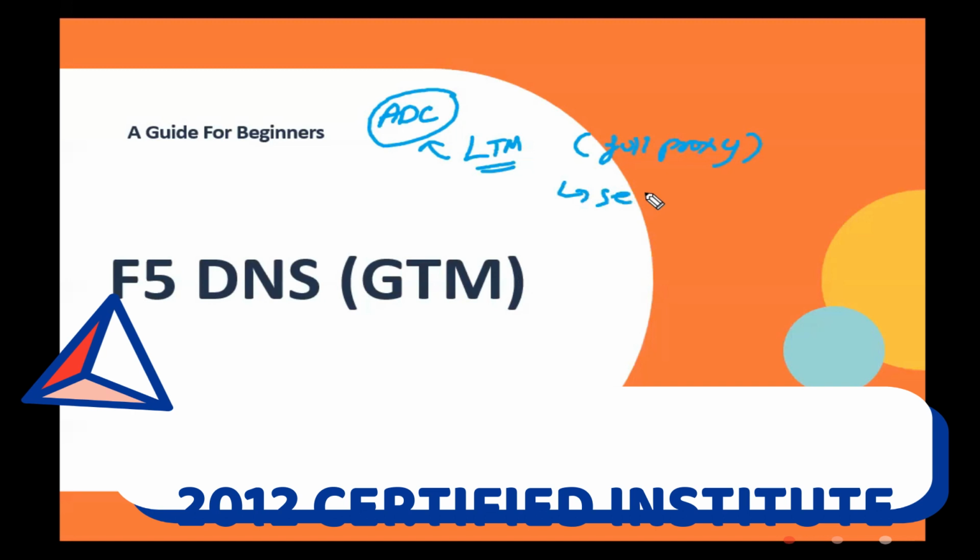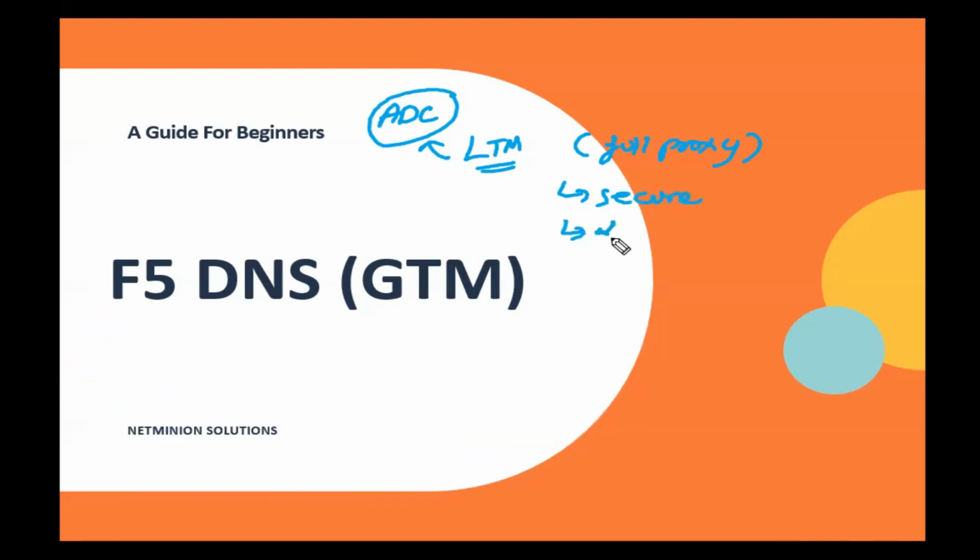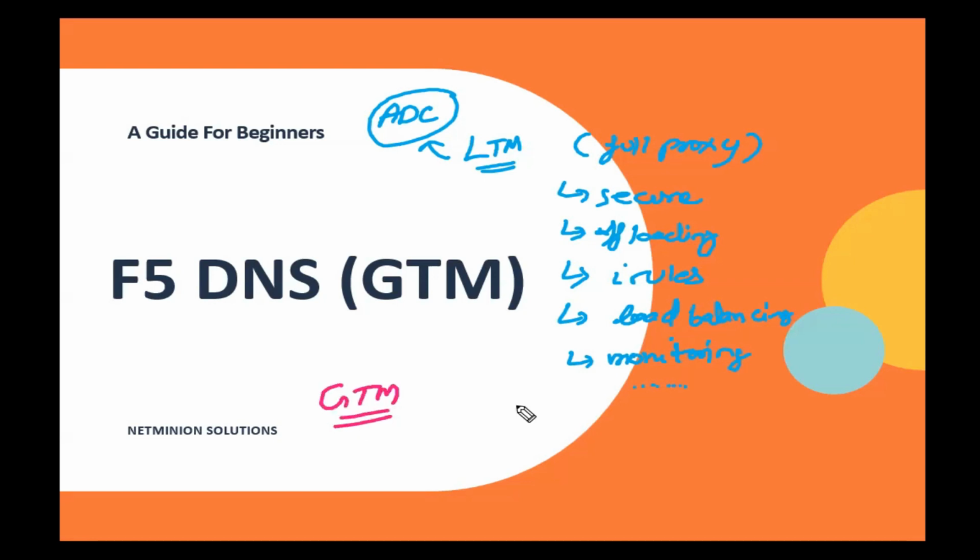It creates a very secure layer again. It can do the offloading of certificates, maybe you can say certificate offloading. It can do a lot of things, including iRules, load balancing, monitoring, and a lot of other things apart from it. So LTM was one of the base modules when we learn about F5. Then we come to the GTM. GTM is the former name, as I was telling you earlier. The new name is DNS.